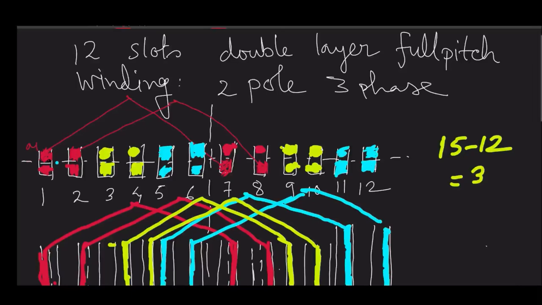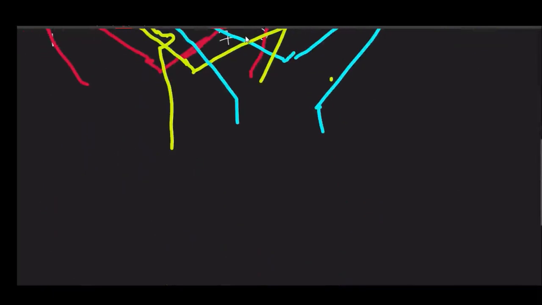So in a nutshell, if we draw it, it will look like this. Since it is a very simple connection, it is very simple to represent. These blocks represent two slots. This is A1, A4.